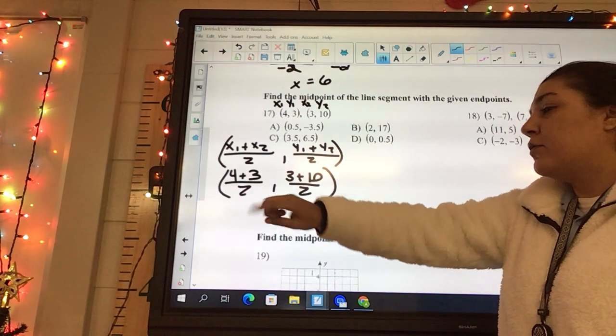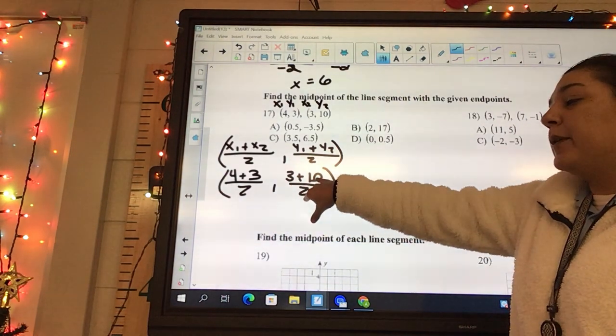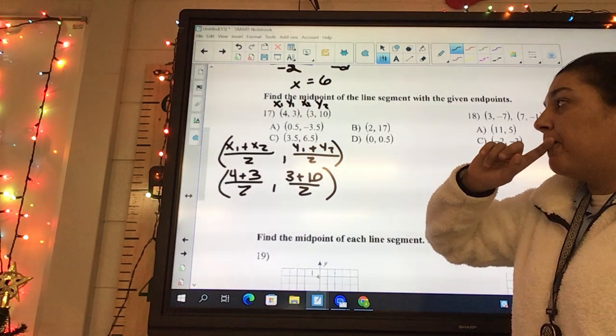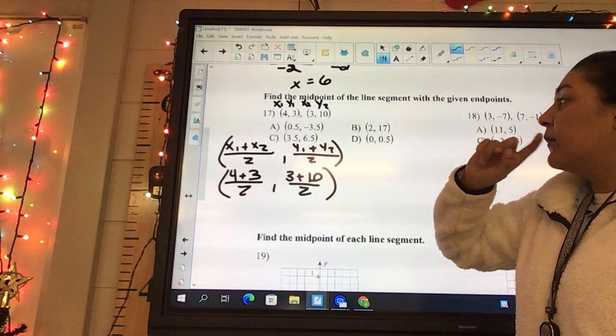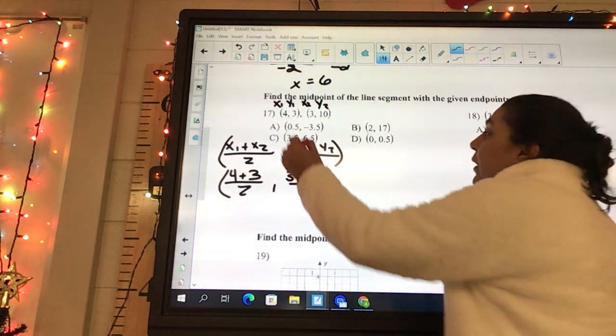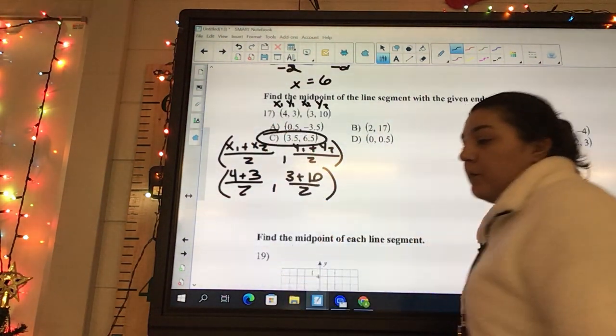Look at your answer. Do you need to do the y part? No. Why not? Look at your answers. 3.5. I got 7/2. Okay, so there's only one with a 3.5, so we don't even need to do the y part.